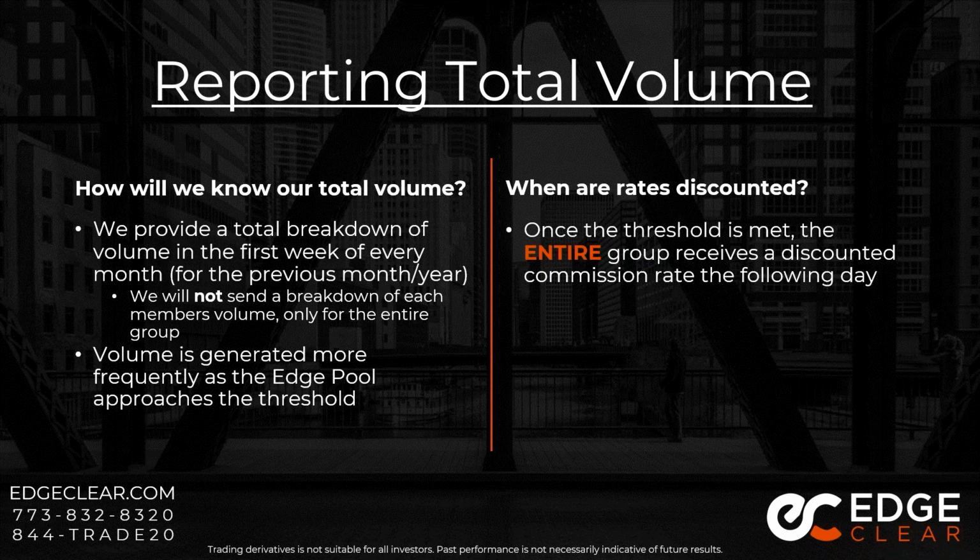Just so you know, we will not send a breakdown of each member's volume, only the entire group. We're only looking at the full threshold, the entire group's volume. Once the group is getting close to that volume threshold, maybe 1,000 contracts till we hit it, we will generate that total volume daily. And then, when are the rates discounted once the threshold is met?